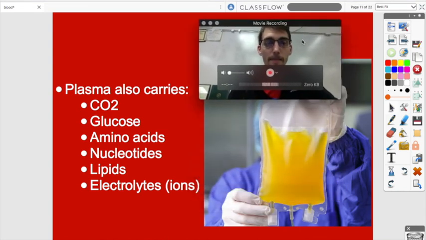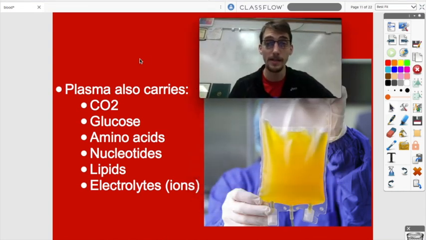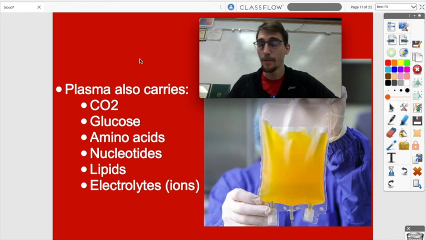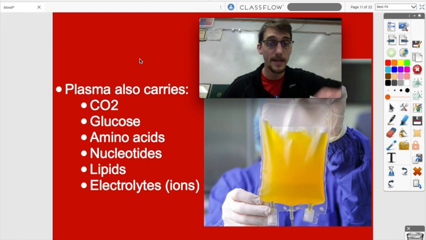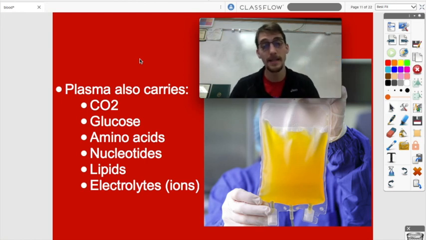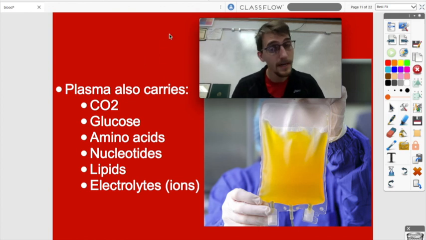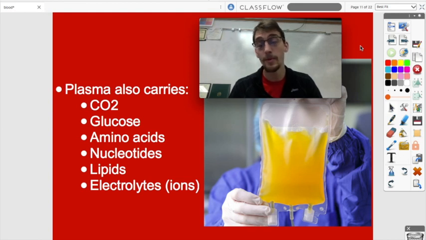Last thing here is that plasma also carries all sorts of different gases and nutrients that are essential for cell functioning. So it carries CO2. It needs to be brought back out, right? It carries glucose, the main form of fuel that your mitochondria need. It carries amino acids, building blocks of proteins. It carries nucleotides, the building blocks of nucleic acids like DNA and RNA. It contains all types of lipids, and it contains electrolytes as well in the form of ions, positive and negative ions. When we discuss the urinary system, hopefully this year, we'll discuss what electrolytes are and how those are maintained by the action of the kidneys. So how much electrolytes and how much water is actually in your blood is maintained by the urinary system.